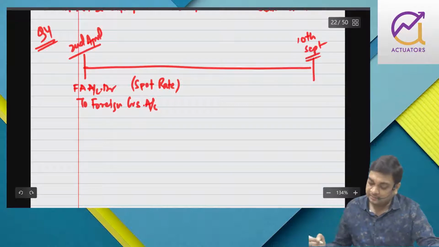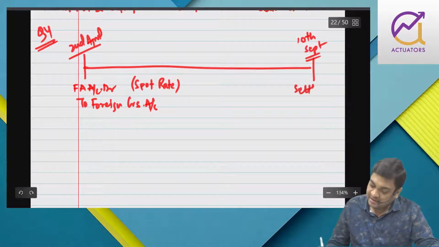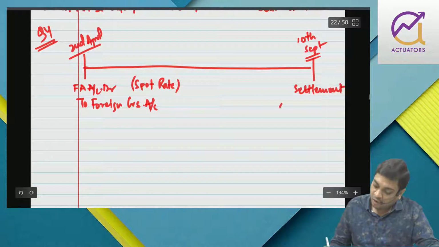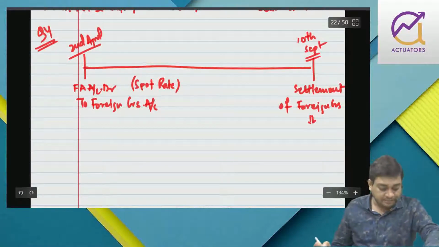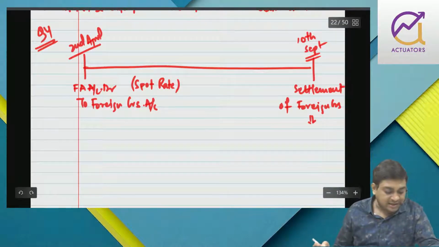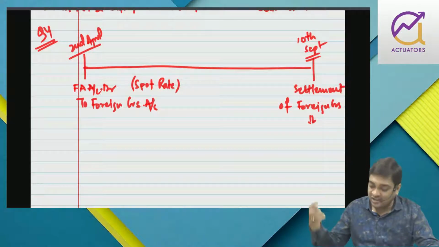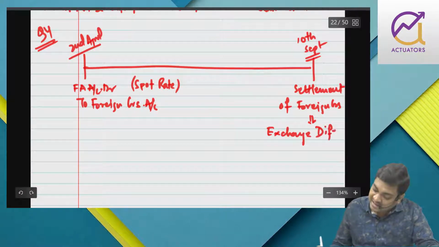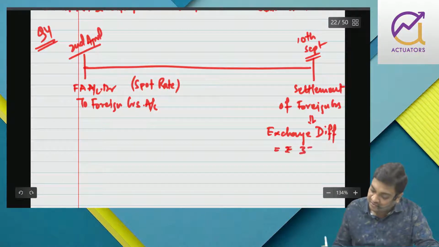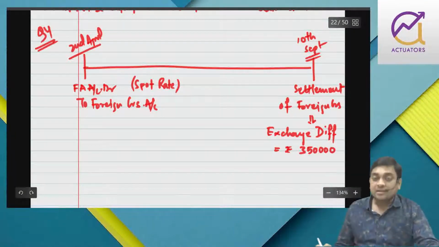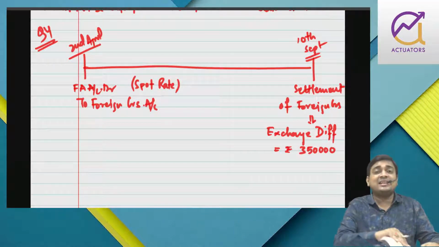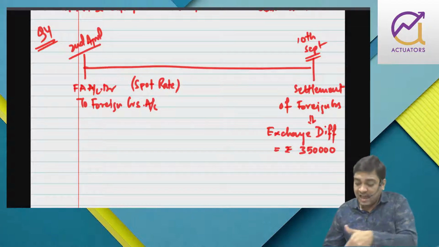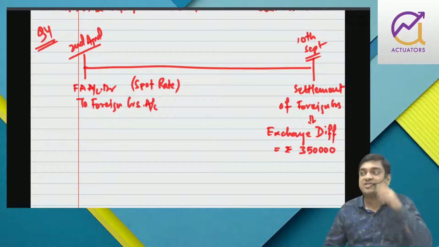10th September, settlement of foreign creditors, right? So when the liability is settled, it incurs an additional amount, so you have to pay additional. So you can easily see that there is an exchange difference of 3,50,000, right? And in this case you can easily say that the dollar rate has increased because I am paying more, that is why I am incurring exchange difference loss.